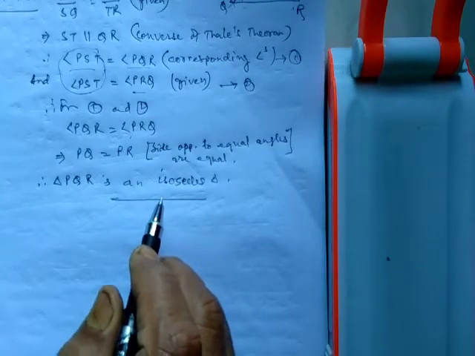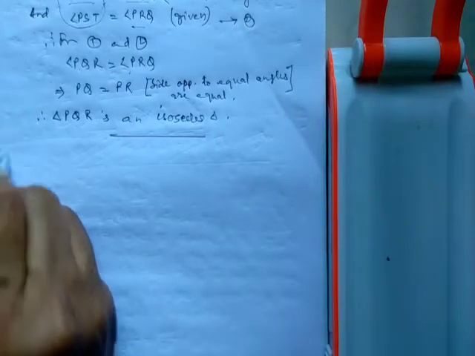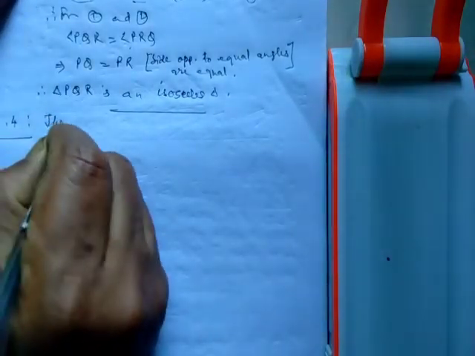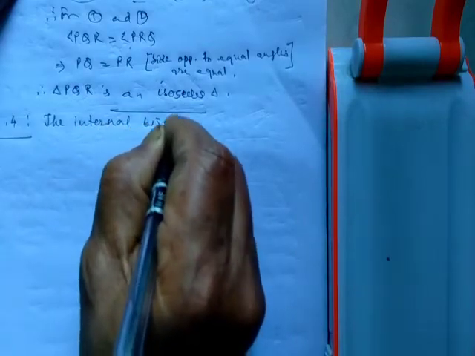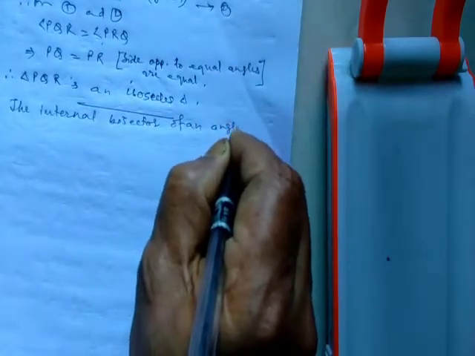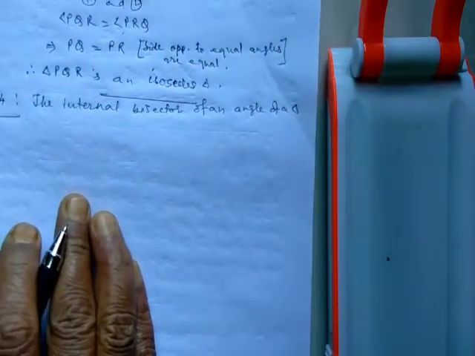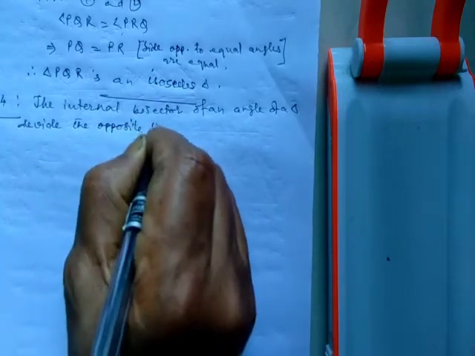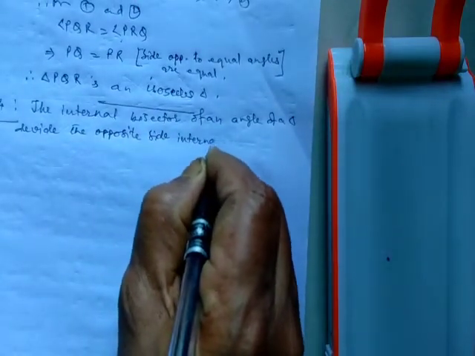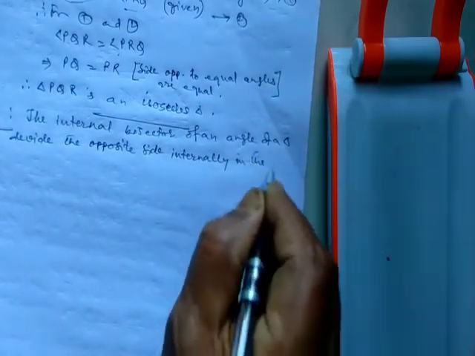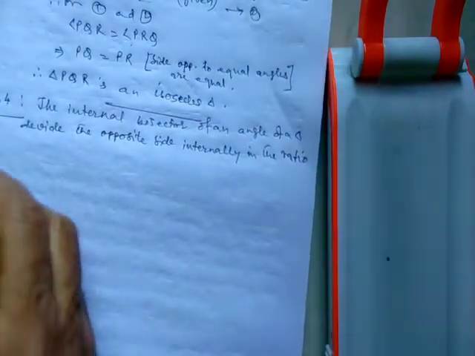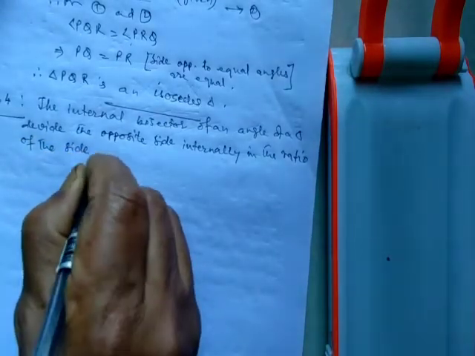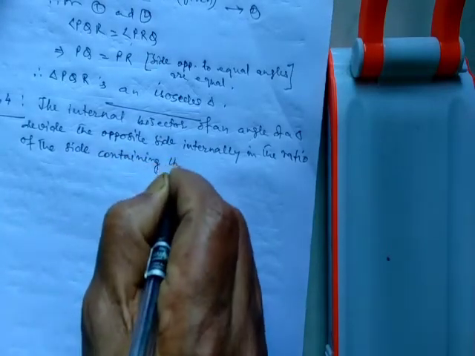Next, I'll show you example number 4. Example 4. The internal bisector of an angle of a triangle divides the opposite side internally in the ratio of the sides containing the angle.